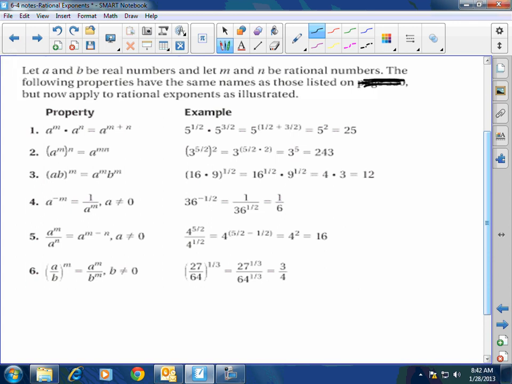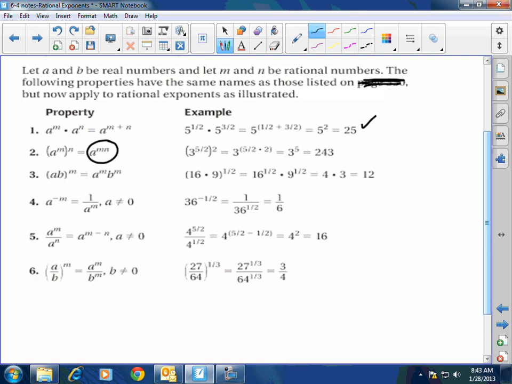When I'm multiplying the same bases, I add the exponents. So a to the m times a to the n is a to the m plus n. If I have rational exponents, my friends, if I have 5 to the 1/2 times 5 to the 3/2, that's going to be 5 to the 1/2 plus 3/2, which is 5 to the 4/2, which is 5 squared, which is 25.